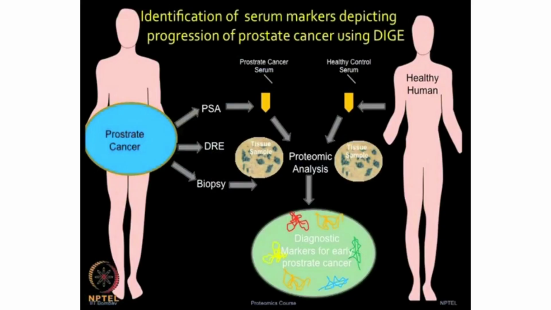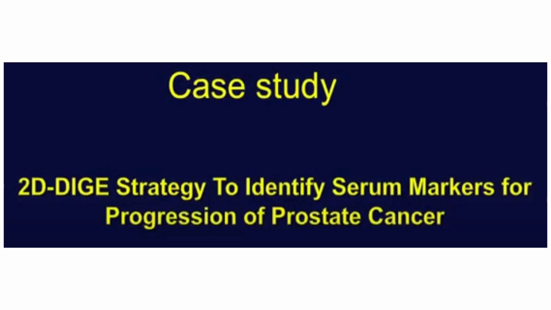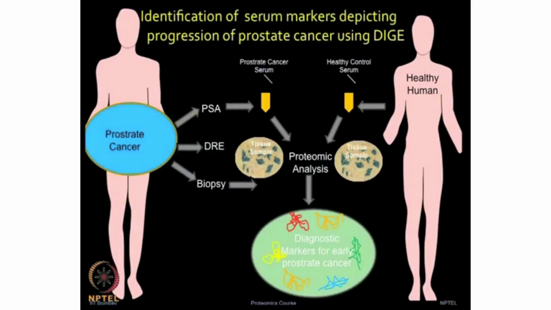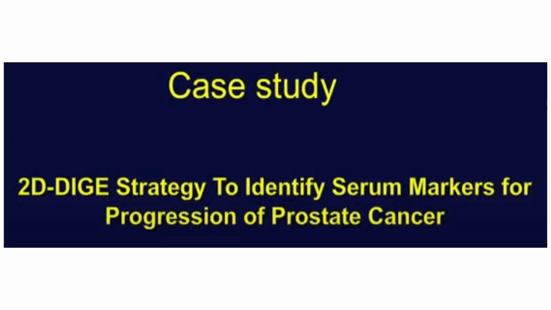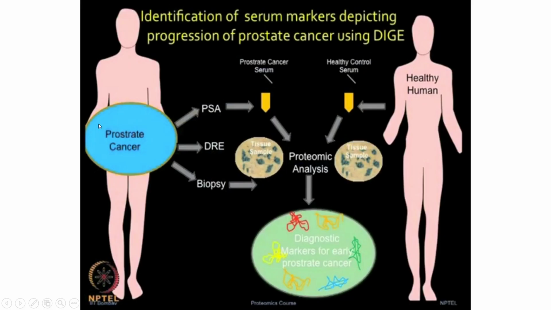Okay, so this is one specific study wherein Sir talked about prostate cancer patients. That is the DIGE technique. They have used this specific technique in order to identify any specific markers in prostate cancer patients. So they have used healthy control and prostate cancer individuals. So generally, PSA is prostate specific antigen. Generally, that specific antigen is determined and checked whether a person might be suffering from prostate cancer or not.